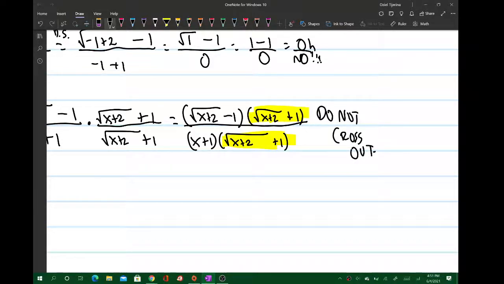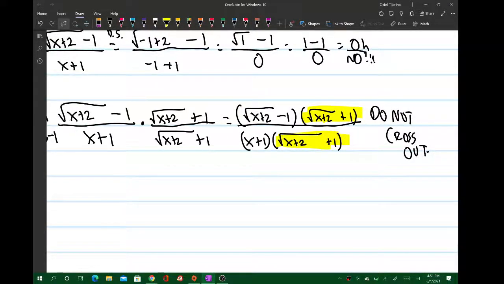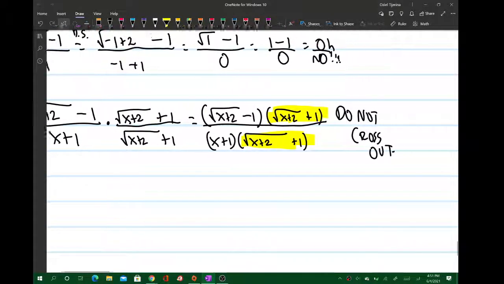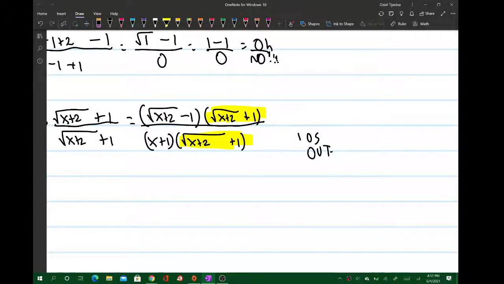Because I feel like a lot of people do this and then they're like, oh, it gives me the same thing as I started with. And that's why you don't want to do that. Don't cross that out. So on the top, you're going to do FOIL method.